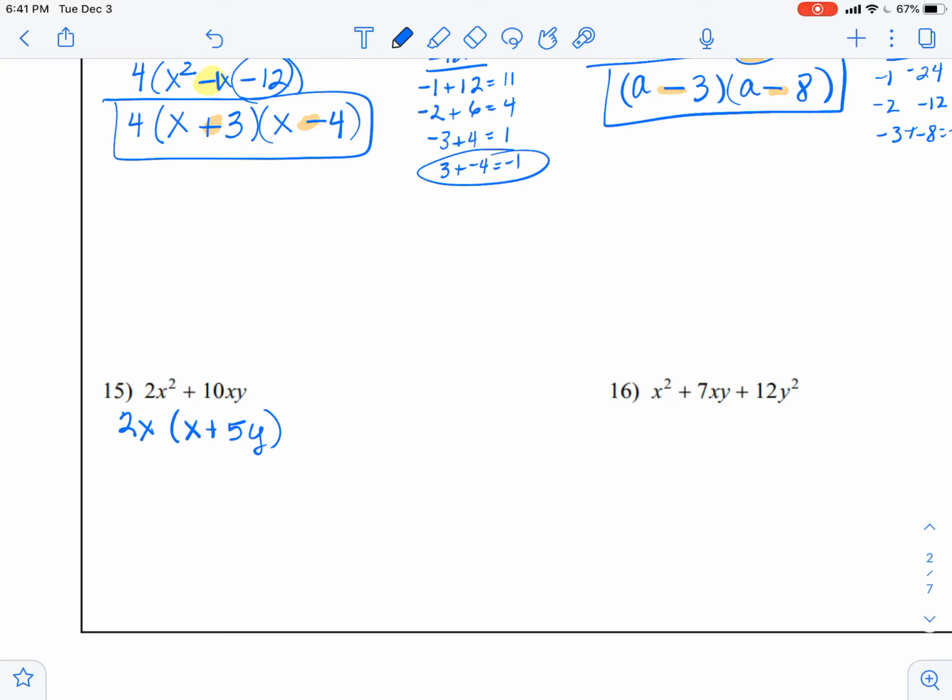I just had an x. This is a first power, and this is a first power. Once you get things down to a first power, they don't factor anymore. Okay, that is as far as that goes.